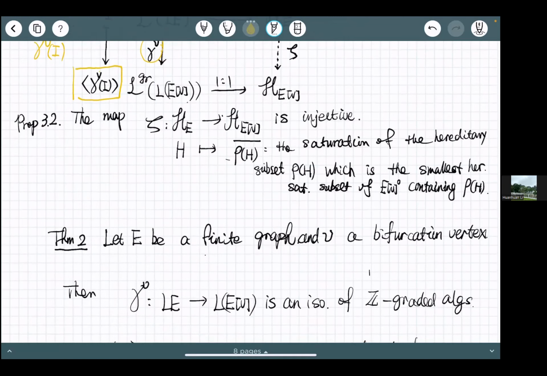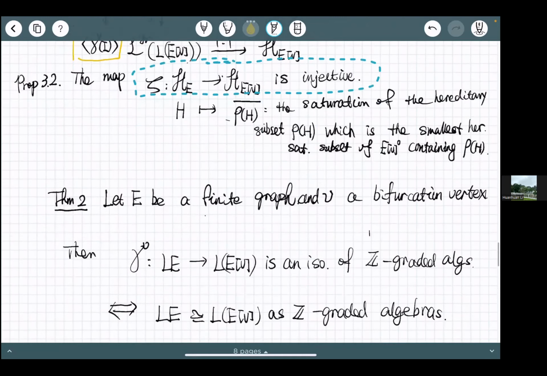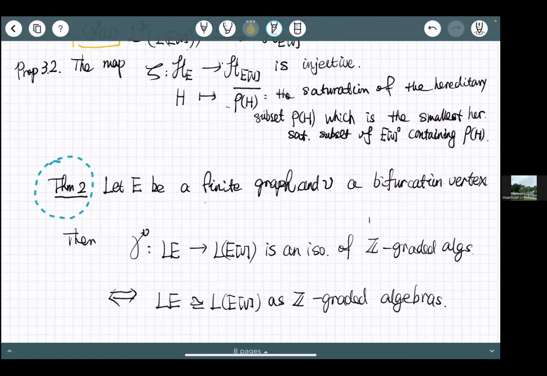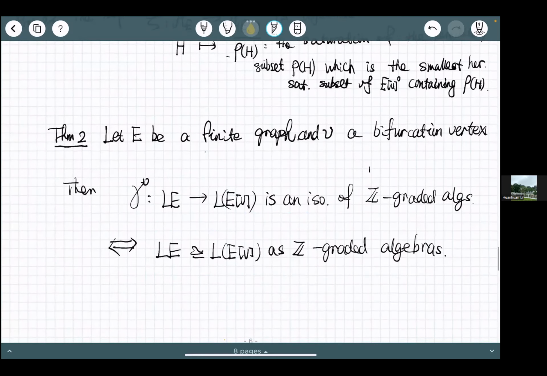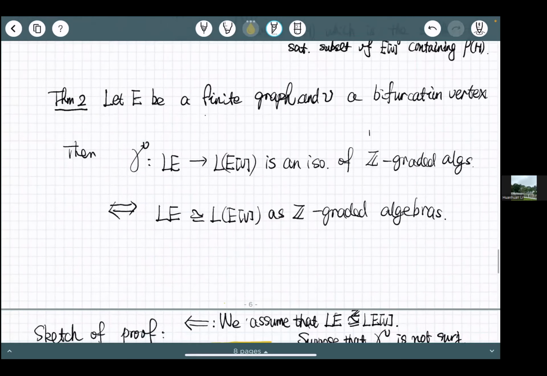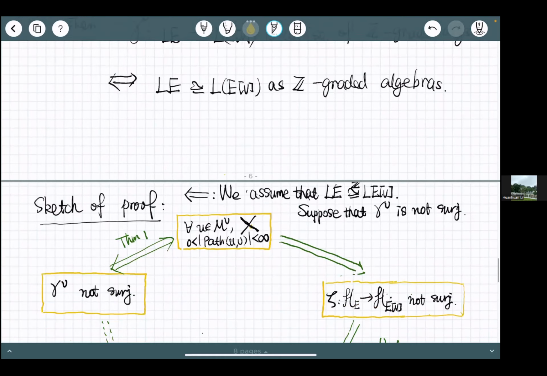So once we have this map between these two sets, actually these two lattices, we can have our second main result. Here we need E to be a finite graph, and V is a bifurcation vertex. Then gamma V is an isomorphism if and only if these two Leavitt path algebras are isomorphic as Z-graded algebras. So actually I give a sketch of the proof for this Theorem 2.